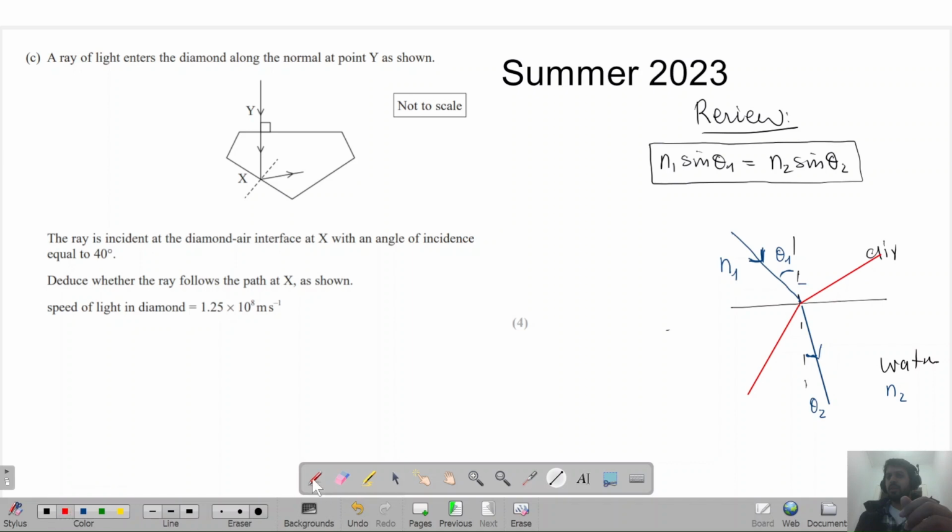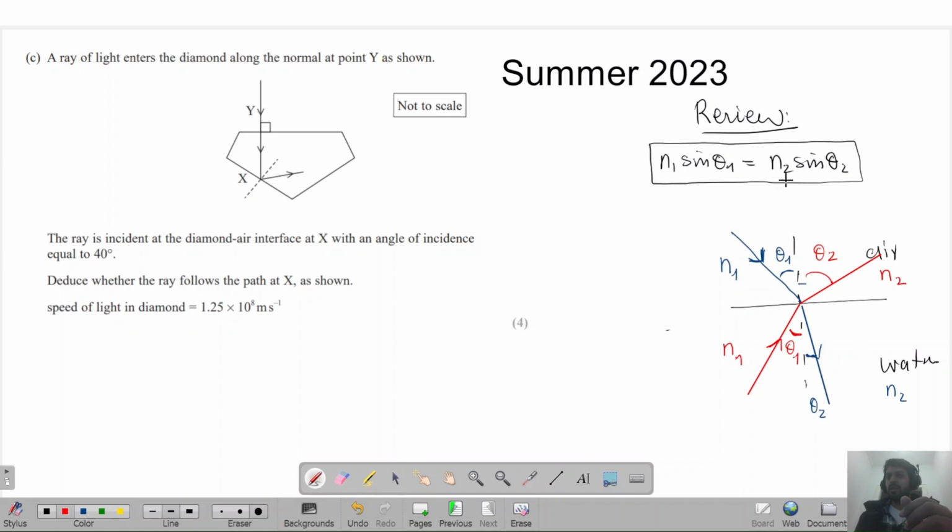Now what you have to understand is that for this ray of light, because the incident light is in the water, that's why this medium will be called the first medium, and therefore the refractive index of water will be n1, this angle will be theta 1, this angle will be theta 2, and the refractive index of the second medium will be n2. This is very important because a lot of students make this mistake.